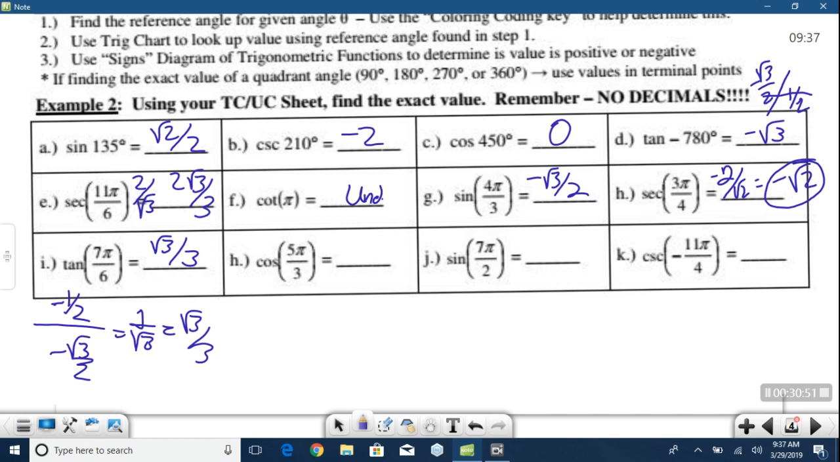Cosine of 5 pi over 3. What's the x coordinate at 5 pi over 3? 1/2.